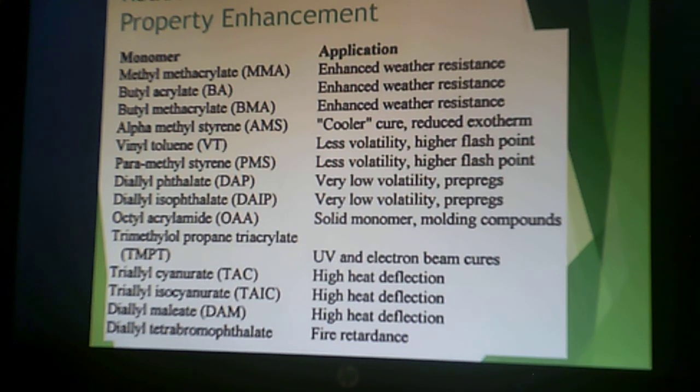Diallyl phthalate and diallyl isophthalate are very low volatility and are useful in prepregs. Octyl acrylamide is a solid monomer, so it's useful for molding compounds. You also have trimethylolpropane triacrylate, and that gives UV and electron beam curing, so very fancy. Triallyl cyanurate, triallyl isocyanurate, and diallyl maleate give you good high heat deflection temperature, and diallyl tetrabromophthalate gives you high heat deflection temperature and enhanced flame retardance.